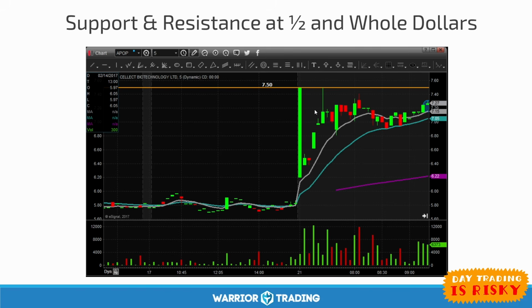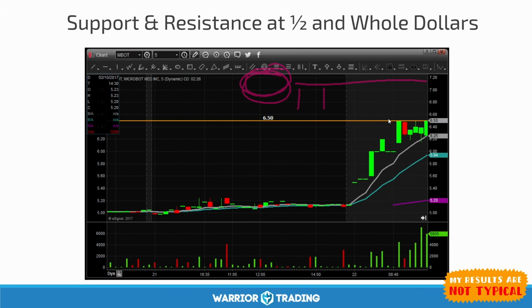So let me show you this example first. This is another horizontal trend line right here. This is going to be right at a double top of $7.50, and very common that we see these levels of resistance correspond with half dollars and whole dollars. So we've got the half dollar and the whole dollar right there. That's very common.